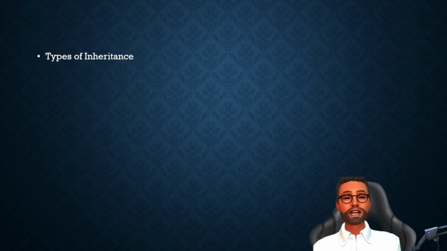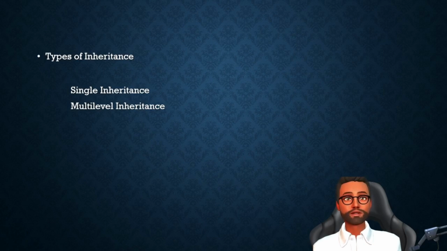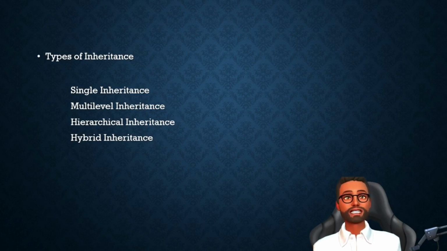2. Types of inheritance. Inheritance in Java allows a class to inherit fields and methods from another class. The types of inheritance are: single inheritance, one class inherits from another class. Example, class B extends A. Multilevel inheritance, a class inherits from another class, and then another class inherits from it. Example, class C extends B extends A. Hierarchical inheritance, multiple classes inherit from a single parent class. Hybrid inheritance, a combination of two or more types of inheritance, such as hierarchical and multiple inheritance.